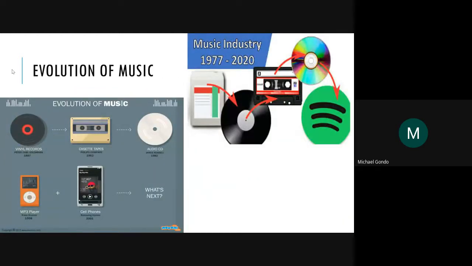Similarly, when you look at the music industry, going back to 1887, vinyl records were the in thing, and they lasted for quite a long time. Many people were born in the world of LPs and all of that, and then there was a progression from vinyl records to cassette tapes. Cassette tapes themselves were quite an innovation at the time. And then there was the evolution of moving from cassette tapes to audio CDs.